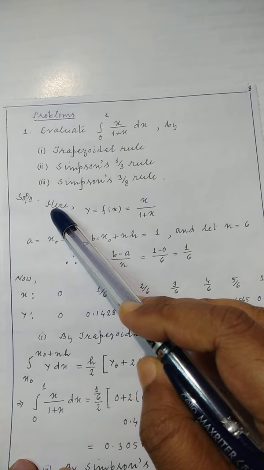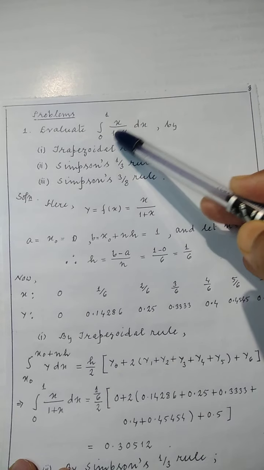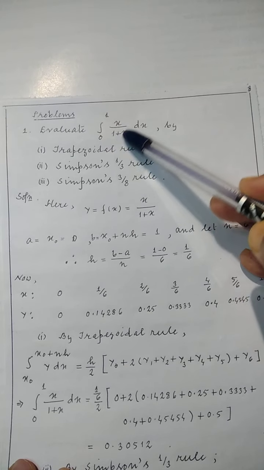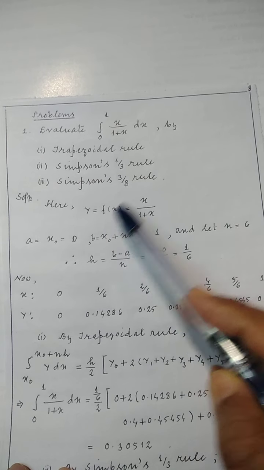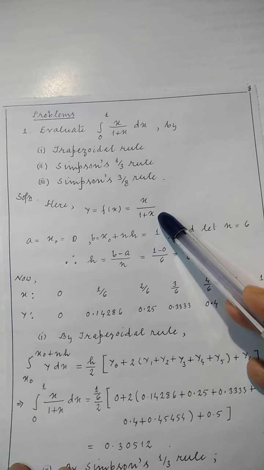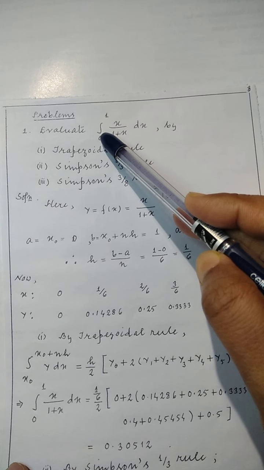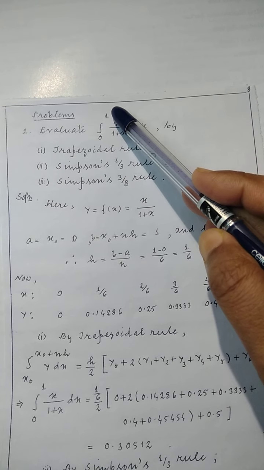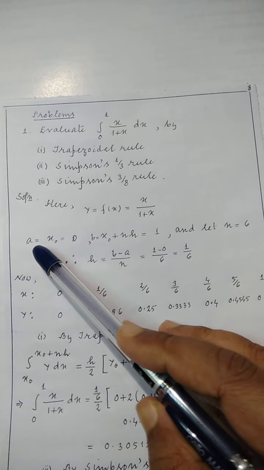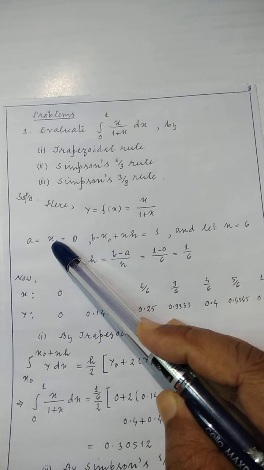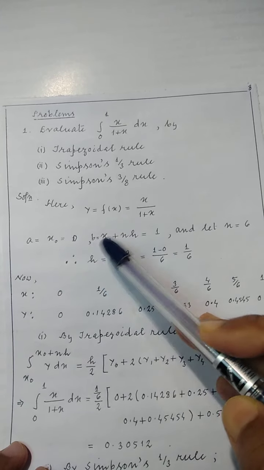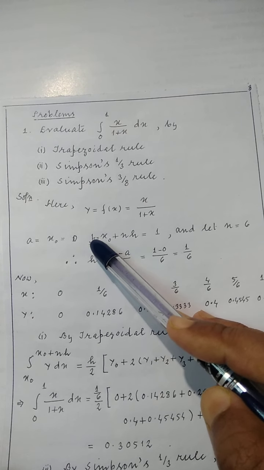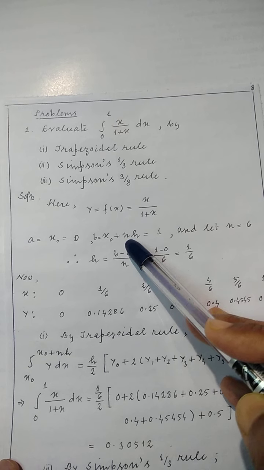So here, what is the integrand? The integrand is x by 1 plus x. This part we can write as f(x), which means it is y. So y is equal to f(x) is equal to x by 1 plus x. And what are the limits? The lower limit you can write as a, the upper limit as b. The lower limit is 0, so a is equal to x naught, the first point. When you start with the first interval, the first point is x naught. So a is equal to x naught is equal to 0, and at the end of the interval it is b, so x naught plus nh is equal to 1.